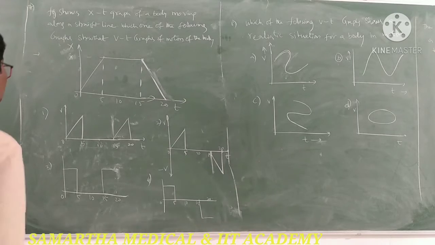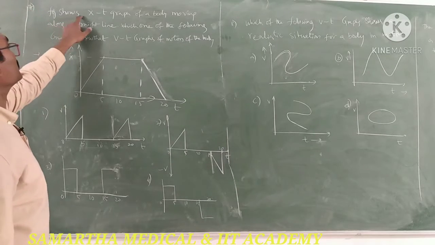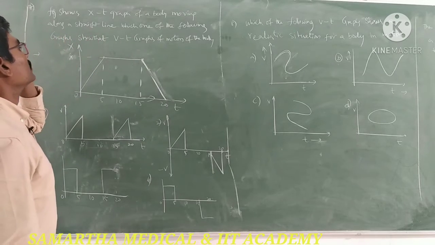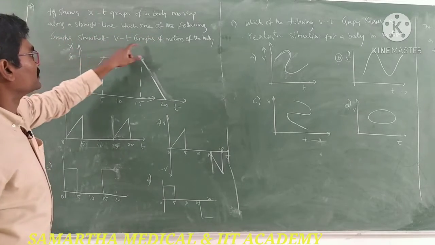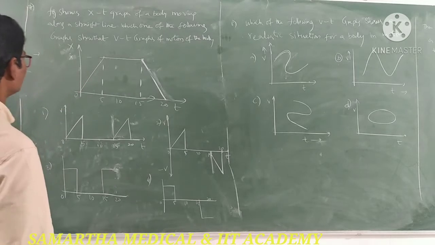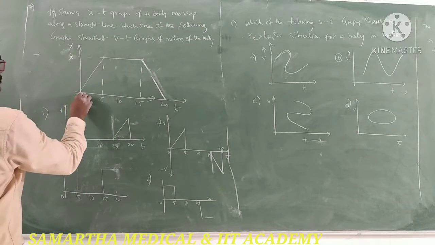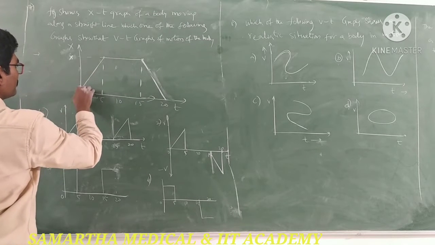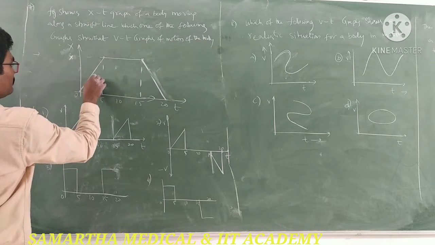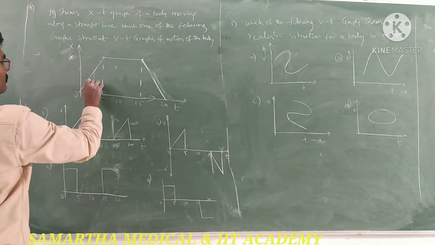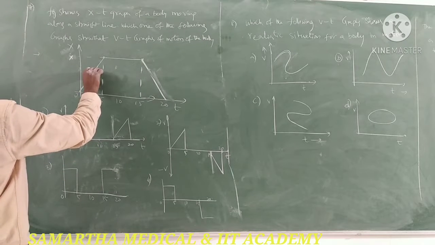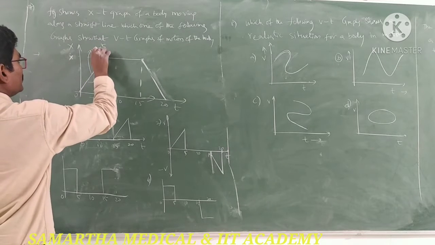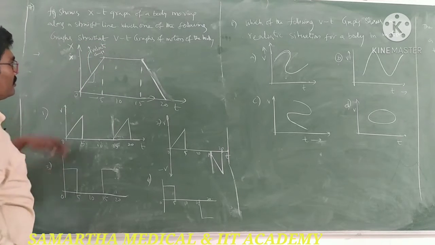Yes, see the next question. The figure shows a displacement-position time graph of a particle moving along a straight line. Which one of the following graphs shows the motion of the body? See here, this is a position-time graph. Position is changing with time. It's a proportionality, so it shows a constant slope. Constant slope means the particle is going with uniform velocity. So velocity is constant, a positive constant value.